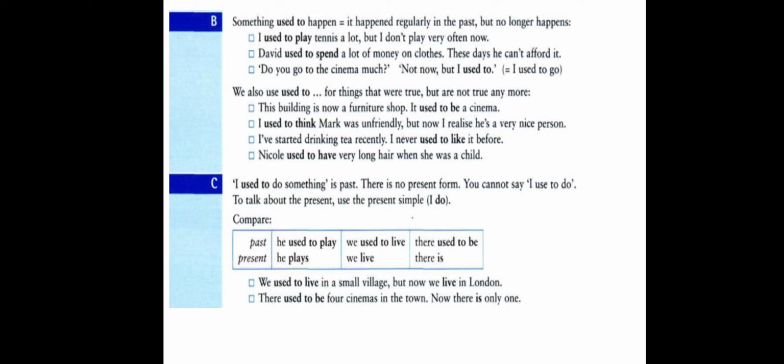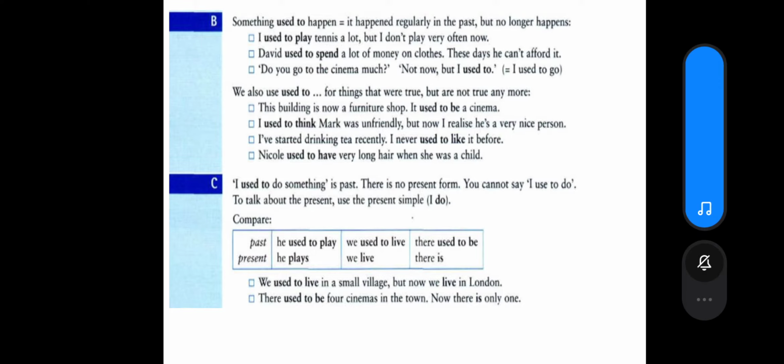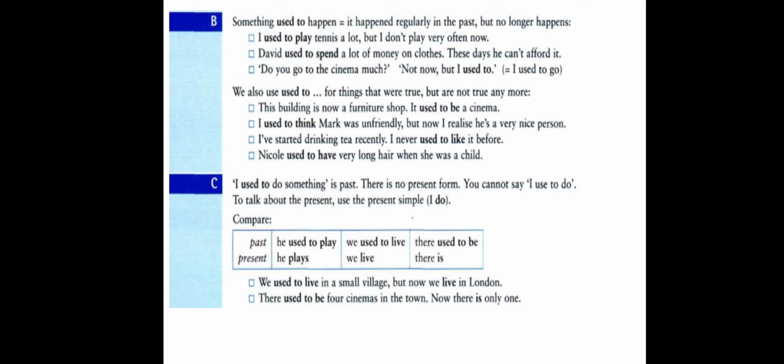Another example, David used to spend a lot of money on clothes in the past. He used to spend a lot of money on clothes. We use here used to plus the base form spend. These days he can't afford it. Means he doesn't do that again now. So this is a habit that is finished in the past.